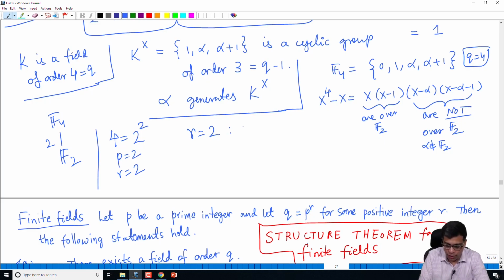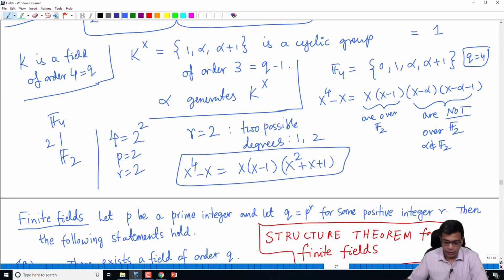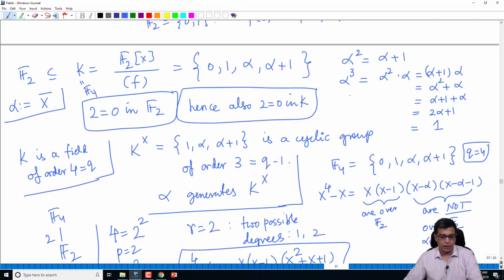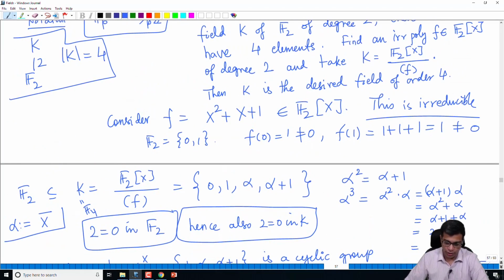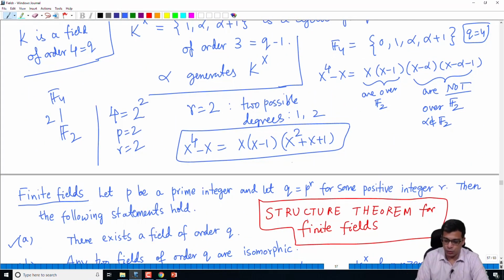There are 2 possible degrees. So what are the numbers that divide 2? 1 and 2. So x power 4 minus x can be written as x, which is the degree 1 term, another degree 1 term x minus 1, and actually you have to multiply these by x squared plus x plus 1, which we know is irreducible. In fact, we went modulo that polynomial, right? f was x squared plus x plus 1. Okay, so that's the irreducible factorization.